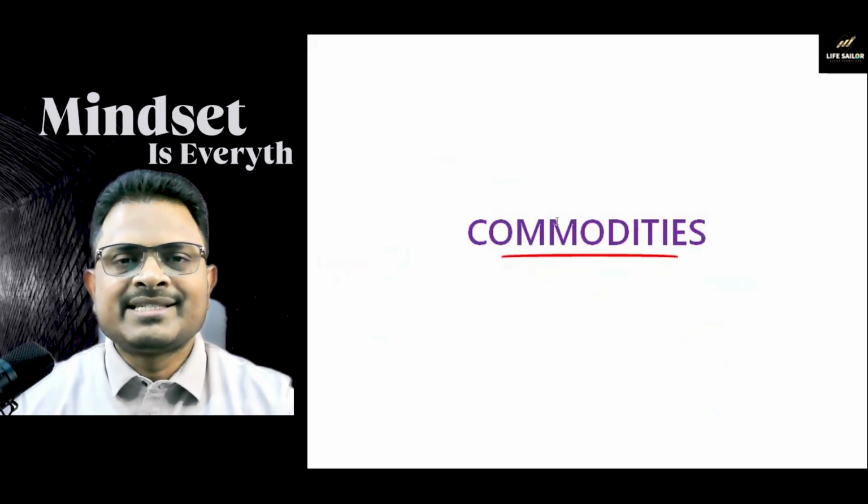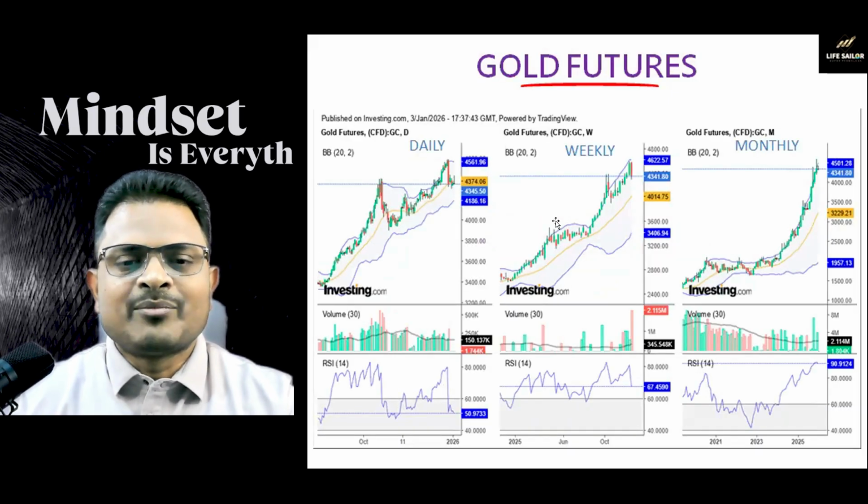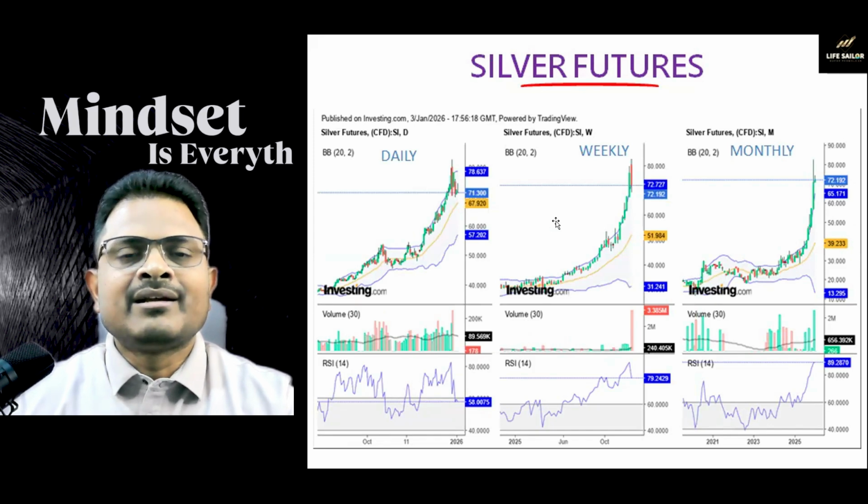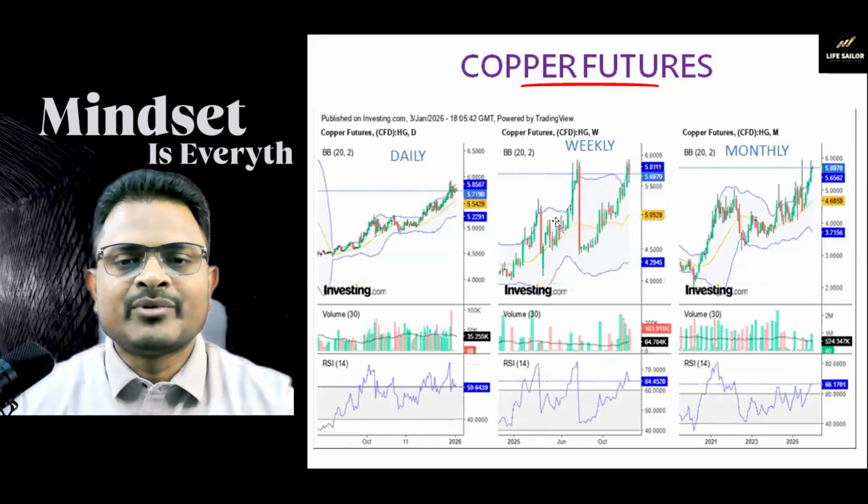Let us see commodities. For gold, weekly and monthly RSI above 60, daily between 40 and 60. A little bit of correction we can see in gold, but we have witnessed a fantastic rally. Silver: monthly and weekly RSI above 60, daily between 40 and 60. A little bit of correction is happening in gold and silver.